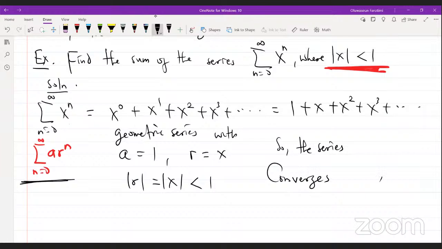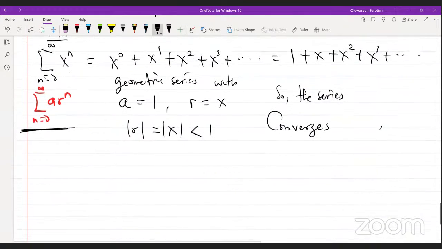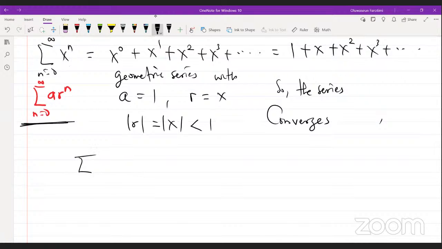So when it converges, the next thing you need to do is to find the sum. Okay, so remember, what is the sum? The sum is just A divided by 1 minus R, right? This is the formula, A divided by 1 minus R. What is A? 1. 1 minus, what is R? X. Okay, I hope this makes sense. This is the sum.